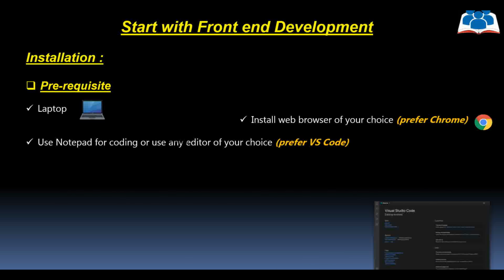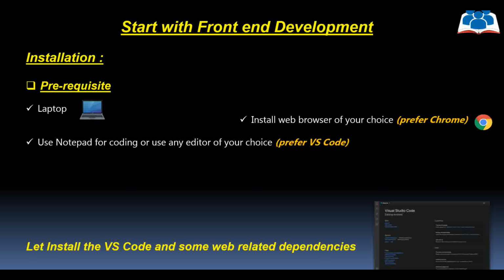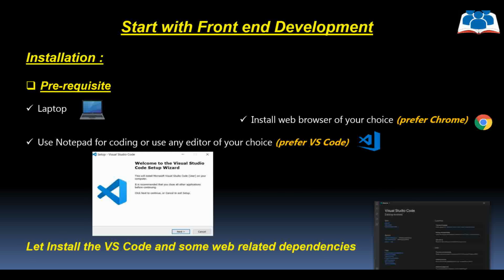Third, you can use Notepad for coding, or you can use any editor of your choice. I will use VS Code. After installing VS Code, we will install some dependencies which will help us during development. I hope that you have a laptop and your browser as well. There are many of you who do coding in Notepad, so it depends upon you, but I will use VS Code. So let's see how we can install VS Code.